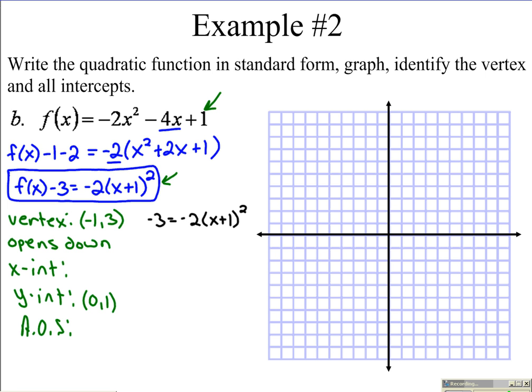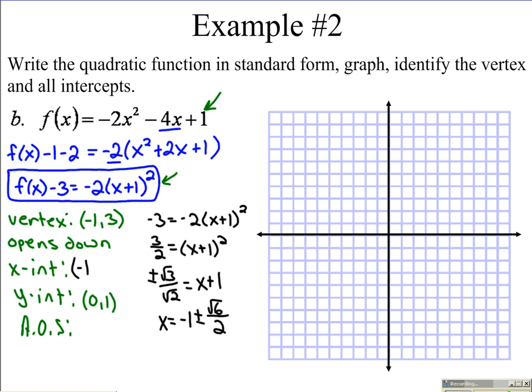And to solve this equation for x, divide by -2. Take the square root of both sides. Subtract the 1 over. -1 plus or minus. When we rationalize this, multiply by √2 over √2, we get √6 over 2. So there are our 2 x-intercepts at -1 plus or minus √6 over 2, comma 0.